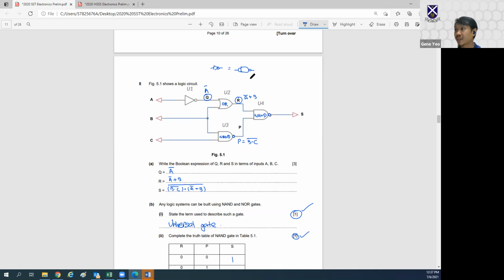Whereas an OR gate is slightly more complicated. An OR gate is going to look like a flying V formation. So I have one NAND gate, two NAND gates, and three NAND gates.